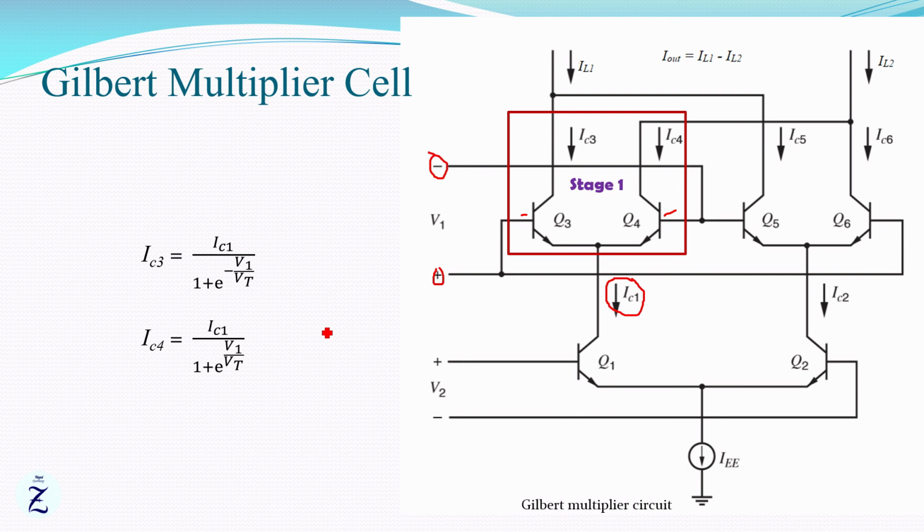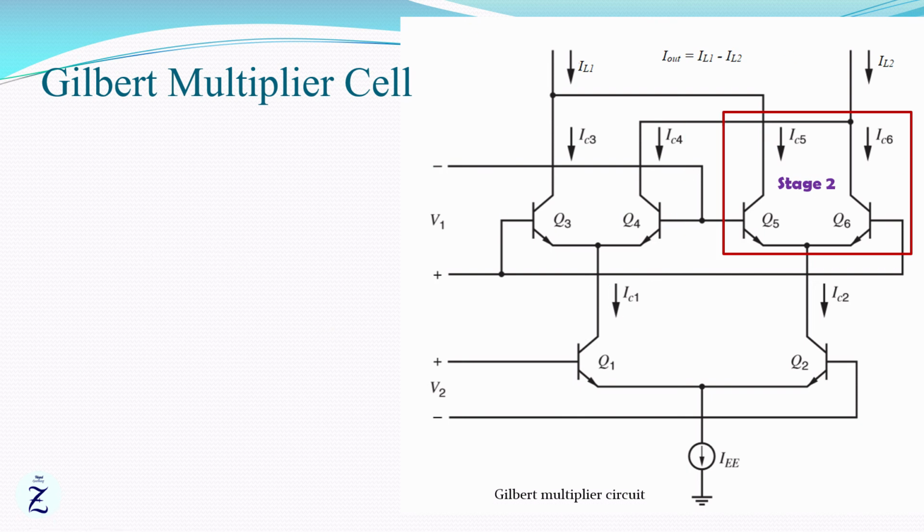Similarly, for the emitter coupled pair in stage 2, the current at the emitter coupled junction is the collector current of Q2, and the positive of the input V1 is connected to the base of the transistor Q6, and the negative is connected to the base of Q5. Hence, the collector currents of this emitter coupled pair are IC5 is equal to IC2 divided by 1 plus e raised to V1 divided by Vt, and IC6 is equal to IC2 divided by 1 plus e raised to minus V1 by Vt.